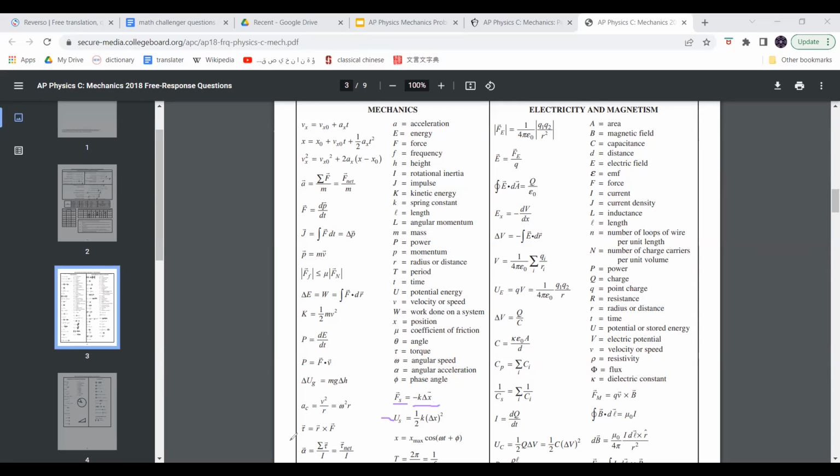Okay, torque is equal to the cross product between r and F. Now, in most cases, the angle between the two vectors would be right, so you don't really have to worry about that at all. But later on, you probably do have to worry about that.